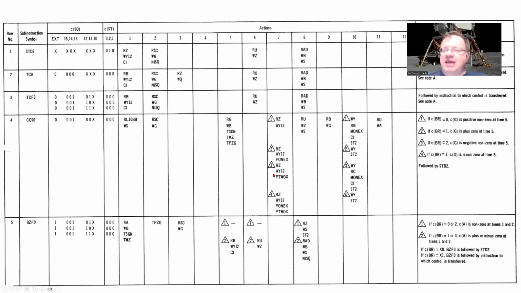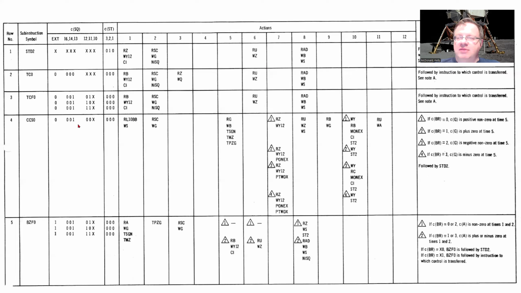So there's about 10 or 15 pages of these different diagrams within the AGC documentation. And what you can see here is we've got an instruction or sub-instruction, in this case STD2. We've also got TC0, TCF0, CC0, BZF0. So these are all sub-instructions. And these are those 7 bits that I told you about that go together to form the particular opcode. So we've got this 0, this is our EXT, this is our extend bit that we talked about.